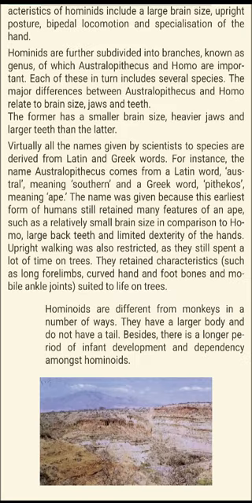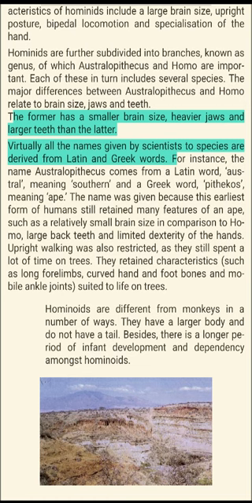Hominids belong to a family known as Hominidae, which includes all forms of human beings. The distinctive characteristics of hominids include a large brain size, upright posture, bipedal locomotion, and specialization of the hand. Hominids are further subdivided into branches, known as genus, of which Australopithecus and Homo are important. Each of these in turn includes several species. The major differences between Australopithecus and Homo relate to brain size, jaws and teeth.